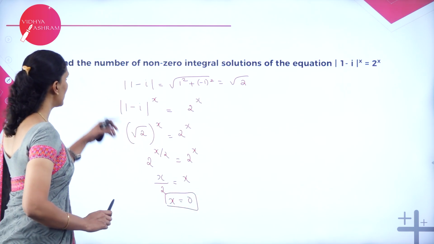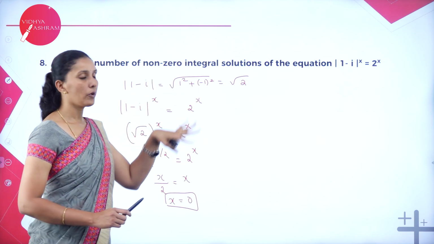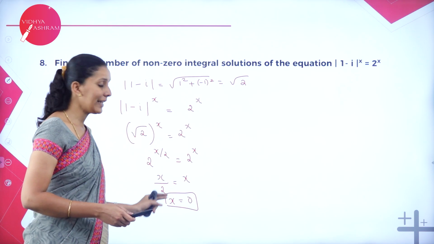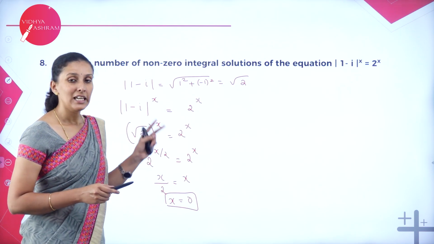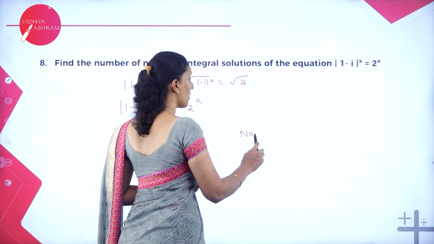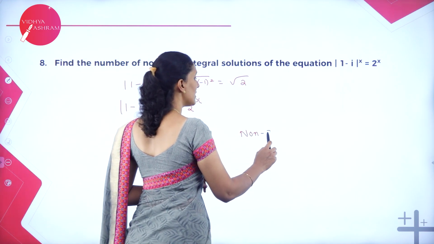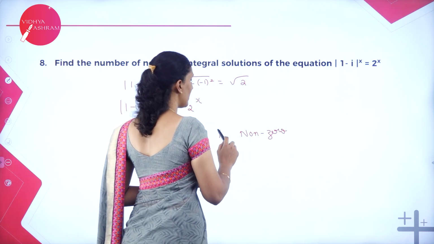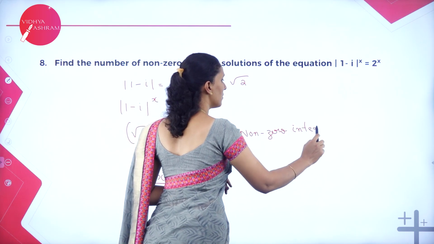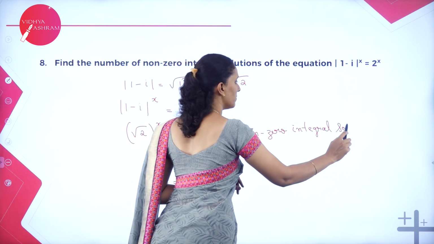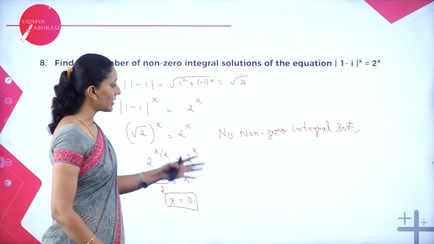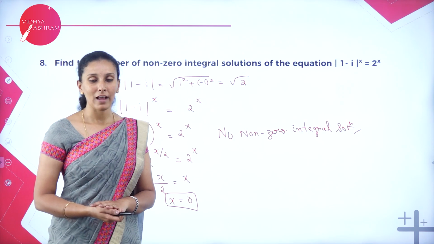So what have they asked us? Find the number of non-zero integral solutions. We don't have any non-zero integral solution because we are getting x is equal to 0. So there is no non-zero integral solution. Because we are getting x is equal to 0, we don't have any non-zero integral value for x.